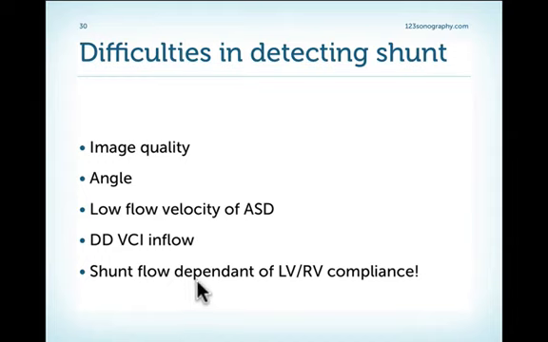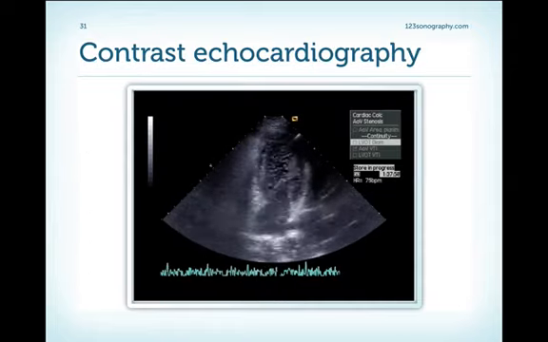As mentioned before, shunt flow is dependent on the relation of LV to RV compliance, and in a patient with reduced RV compliance, for example in pulmonary stenosis, there may, despite a large atrial septal defect, be no shunt, and in this case, of course, we will have difficulties detecting the ASD just by color flow imaging.